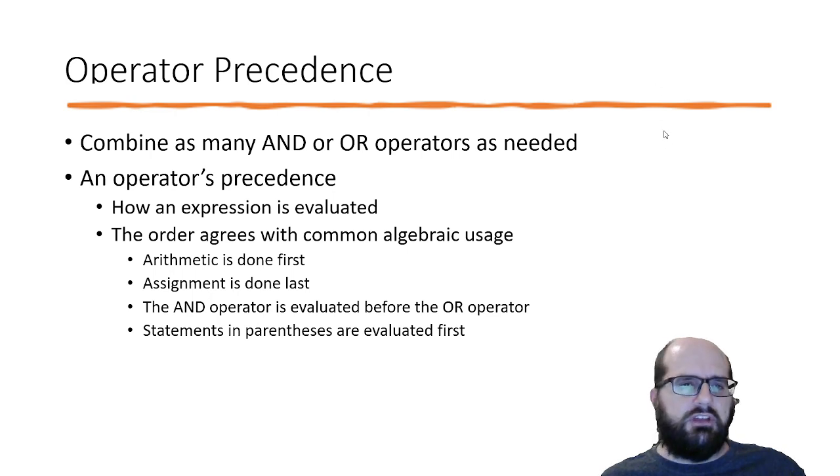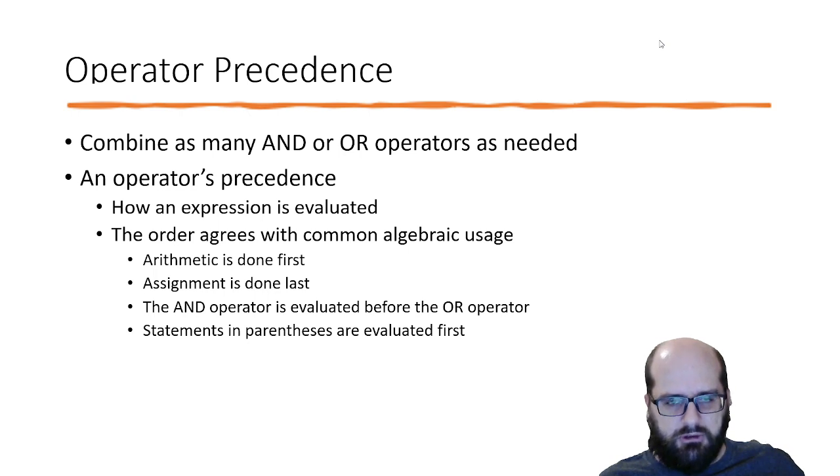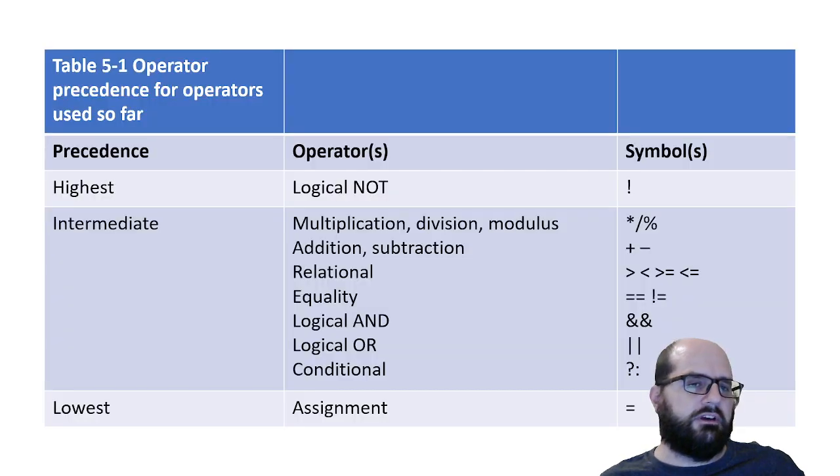Also, you need to understand operator precedence. You can combine as many and or operators as needed, but you need to know how the expression is evaluated and that the order agrees with common algebraic usage. That means arithmetic is done first, assignment is done last, the AND operator is evaluated before the OR operator, and statements in parentheses are always evaluated first. And this looks like this in the order of operations.